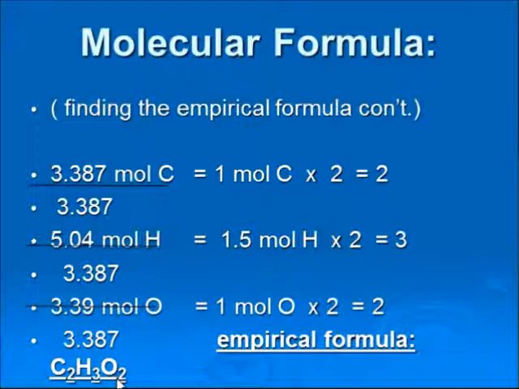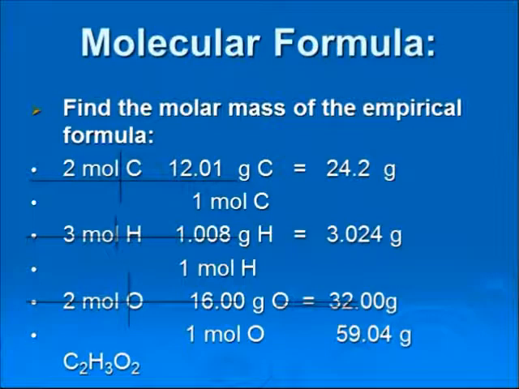Now I have the empirical formula, so I just need to solve for its mass. There's 2 carbons, so 2 times 12 is 24, 3 hydrogens, so that would be 3, and 2 oxygens times 16, so that's 32. Add it all up, and that's my empirical formula's mass, 59.04 grams. So now I can solve for n, which it wanted me to do in the original problem.